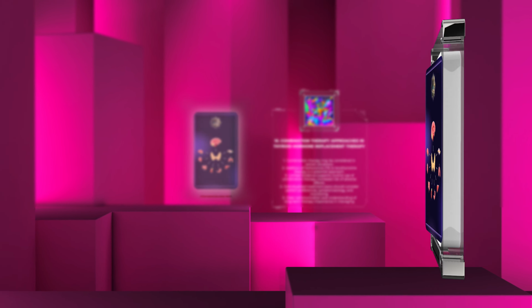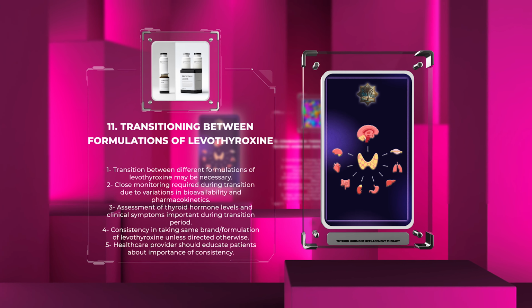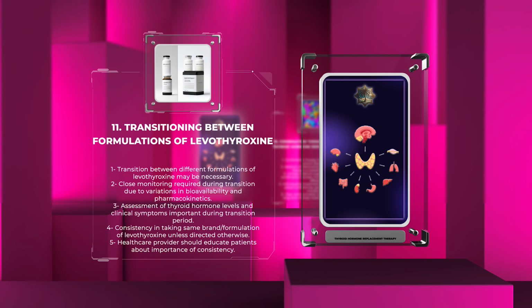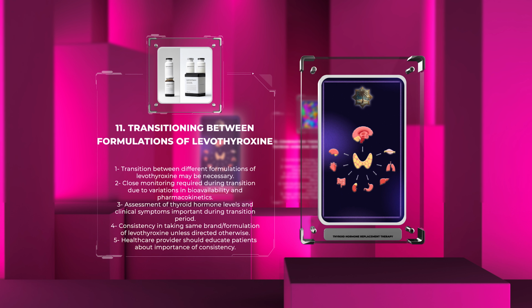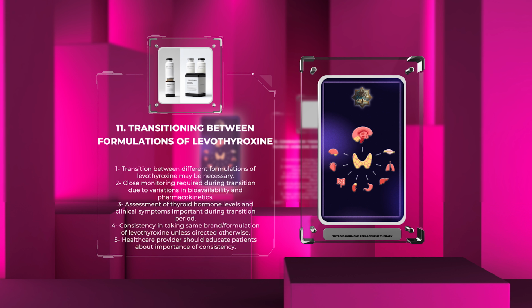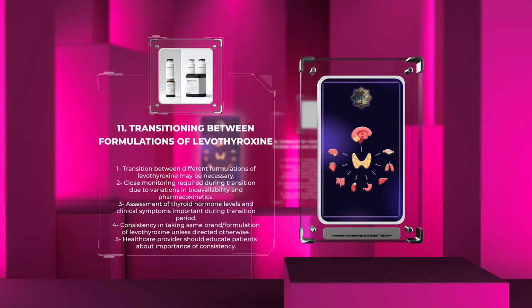Throughout the course of thyroid hormone replacement therapy, patients may need to transition between different formulations of levothyroxine. This can occur due to changes in availability, changes in brands or formulations, or patient preferences or considerations. When transitioning between formulations, close monitoring is essential, as different brands or formulations may have variations in bioavailability and pharmacokinetic properties. Assessment of thyroid hormone levels and clinical symptoms is crucial to ensure optimal therapy outcomes during the transition period. Healthcare providers should educate patients about the importance of consistency in taking the same brand or formulation of levothyroxine unless directed otherwise by a healthcare professional.